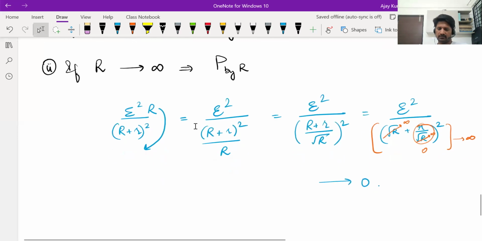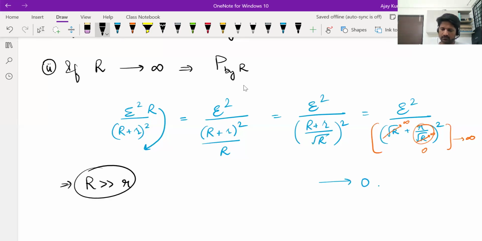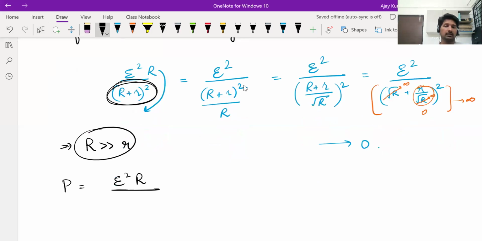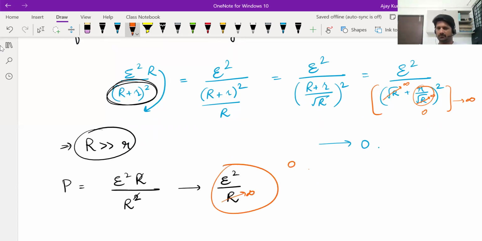Another way to answer: capital R is tending to infinity means capital R is much greater than small r, right? If capital R is much greater than small r, then the power dissipated by it can be written as E square R divided by, in the denominator, small r can be ignored. If you ignore small r, then it is just capital R squared. And cancel. The power dissipated tends to E square by capital R when capital R is very large. And if this tends to infinity, the whole thing becomes 0. That way also you can tell.